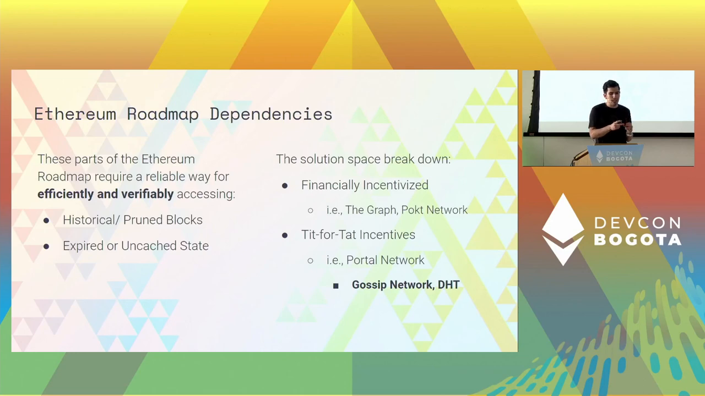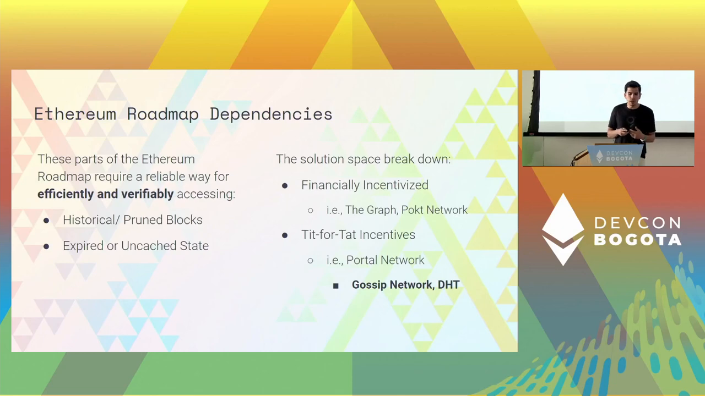So, without going too deep into the weeds of any of these proposals in the roadmap, there are some common threads we can paint in terms of requirements. All of these proposals are going to need to depend on some way of reliably, efficiently, and verifiably accessing either historical blocks or pruned blocks from the blockchain, or expired or uncached state. In the case of state expiry, it's expired state. In the case of stateless clients, it might be just state that the builder or the user needs that's not cached locally.